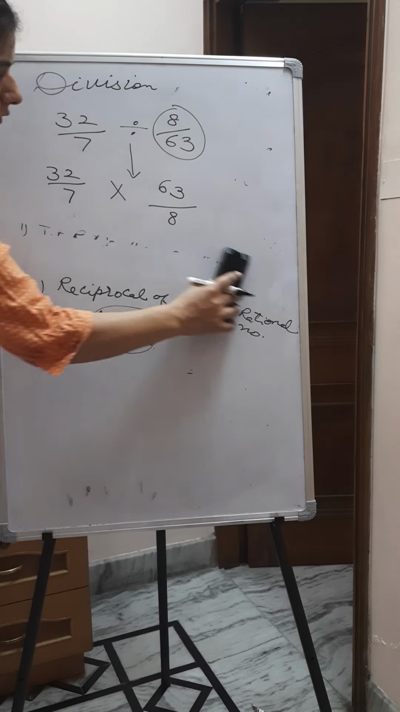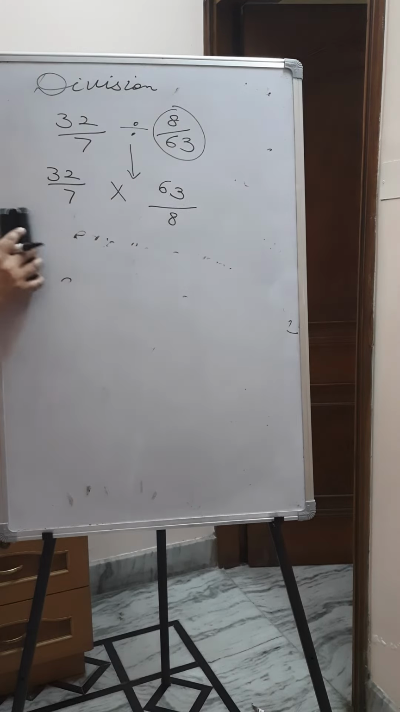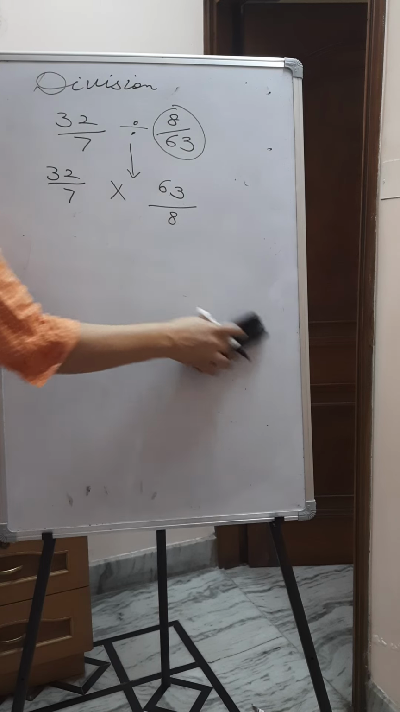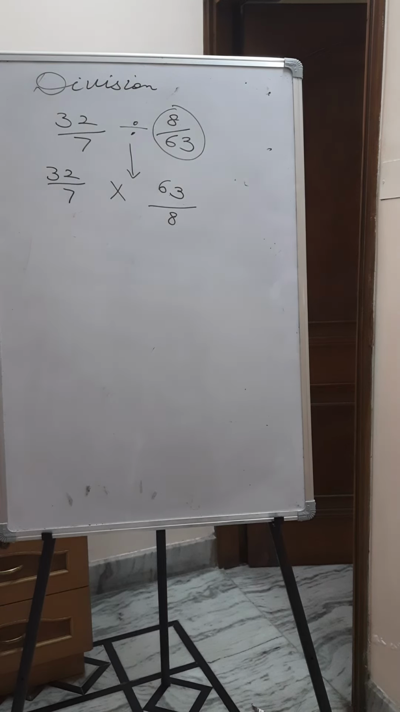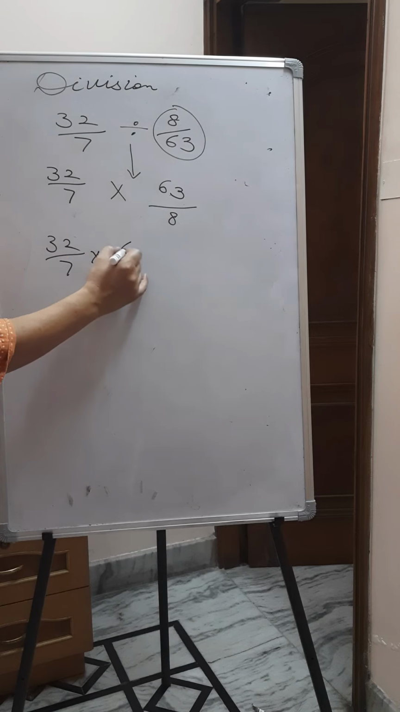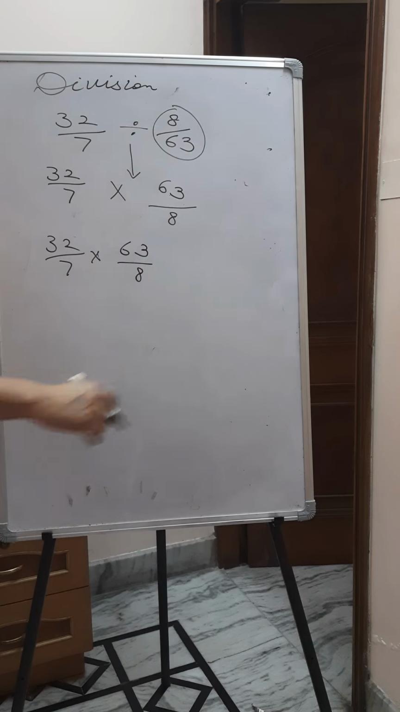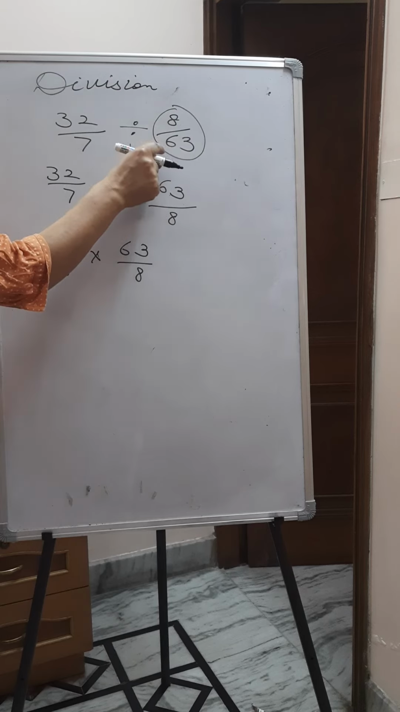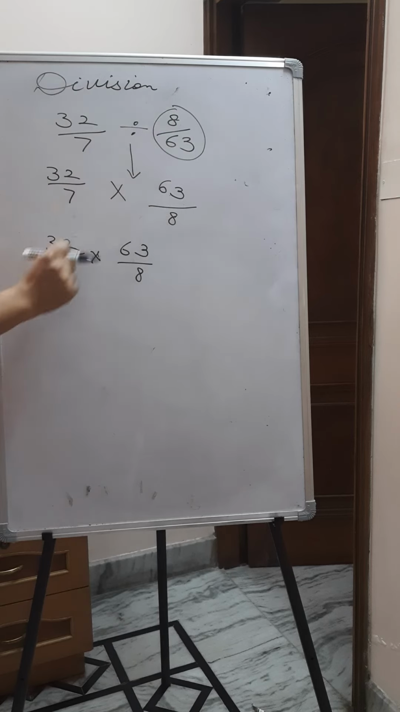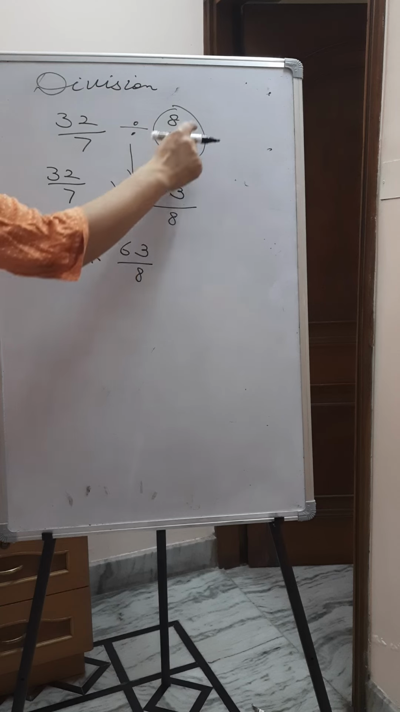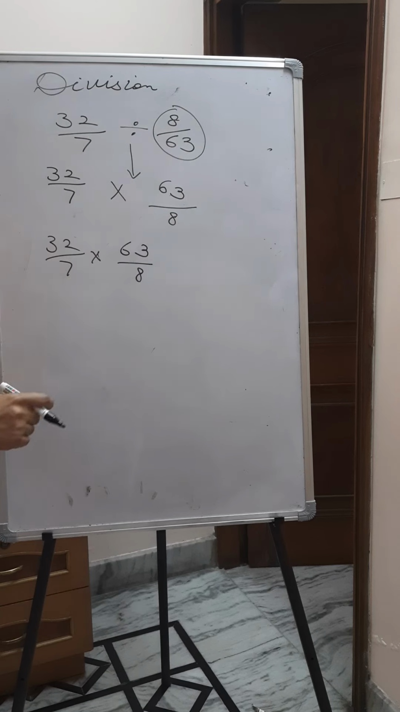Now your question from division changes to multiplication. Now the question is 32 over 7 multiplied by 63 over 8. Besides, we are given 8 over 63 and division. Division changes into multiplication, second term reciprocalized.